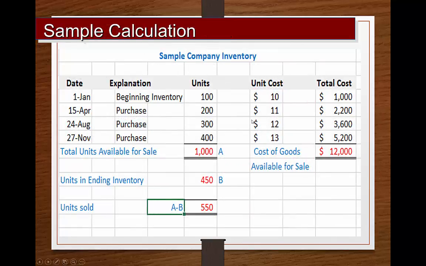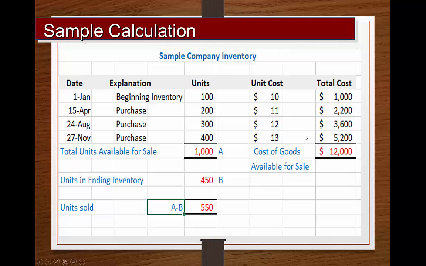Okay, in order to demonstrate how to calculate cost of goods sold, we need to have a sample company inventory. So we're going to have beginning inventory of 100 units with a cost of $10, multiplied out to $1,000. Then the company had three more purchases during the period: 200 units at $11 for $2,200 cost, 300 units at $12 for $3,600 cost, 400 units at $13 for $5,200 cost.